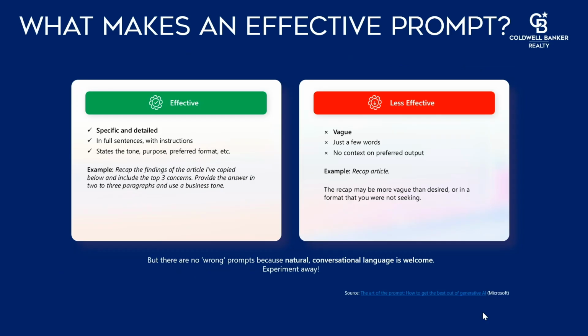In contrast, the less effective prompt is vague. It has just a few words, and there's no context on preferred output. An example of this would be "recap article." The recap may be more vague than desired or in a format that you are not seeking.